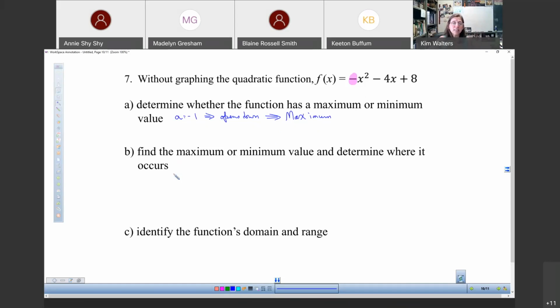So then the next part says find the maximum or minimum value and where it occurs. I don't need to find the minimum value because it's not going to have one. We're only going to find the maximum for this one. What do I need to find in order to find the maximum value and where it occurs?